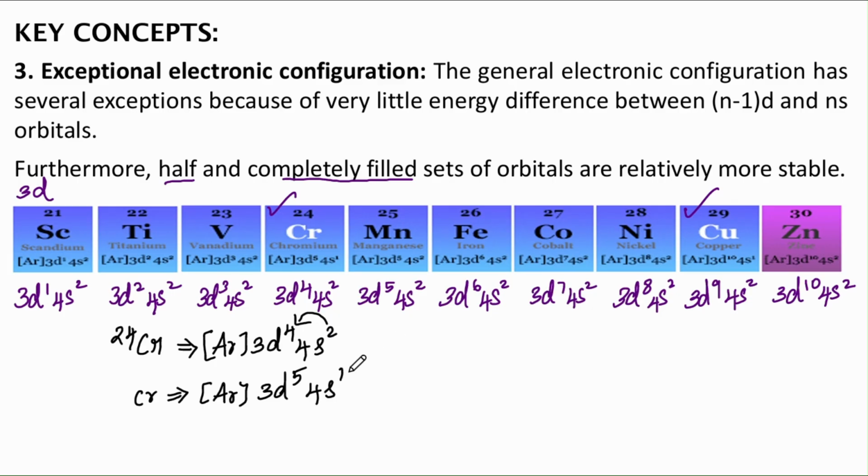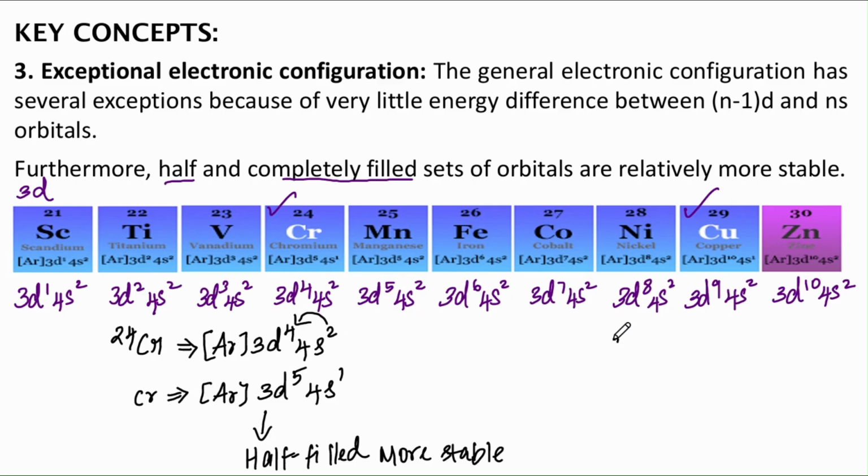Why is one electron from the 4s orbital promoted to the 3d orbital? This 3d5 configuration is a half filled configuration. The d orbital can accommodate a total of 10 electrons, so this 3d5 is half of that. It is a half filled configuration, which is more stable because of symmetrical distribution of electrons and exchange energy. Because of this concept, the half filled configuration is more stable. So, one electron from the 4s orbital is promoted to the 3d orbital.